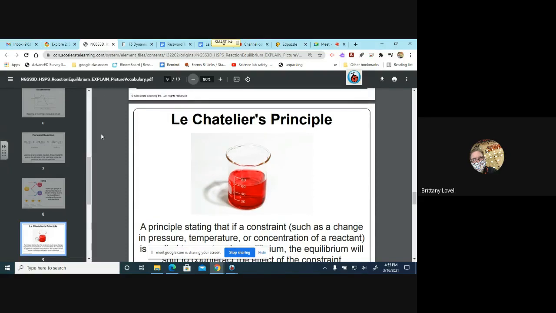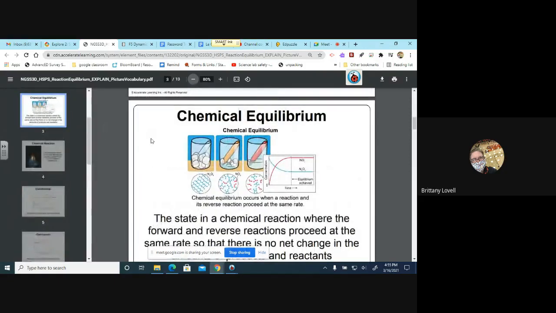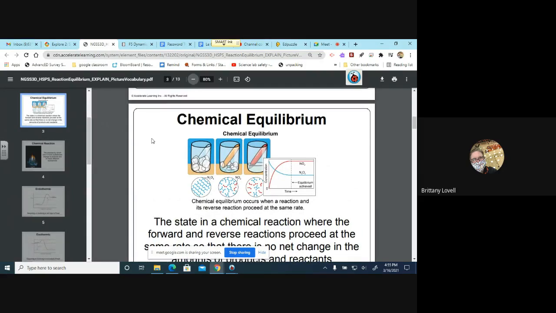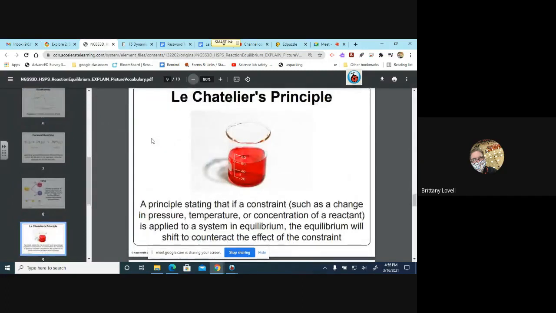One thing that we talked about in class today was we went over the definition for chemical equilibrium, which is there. We talked about what that means. Hopefully you watched the Ed puzzle. We also talked about this principle, Le Chatelier's principle, right here, which says a principle stating that if a constraint is applied to a system that's already in equilibrium, the equilibrium will shift to counteract the effect of the constraint. So basically, if a system is at equilibrium or in balance, but then you do something to change it or shift the balance, the system will try to adjust to reduce the change, or counteract the change.